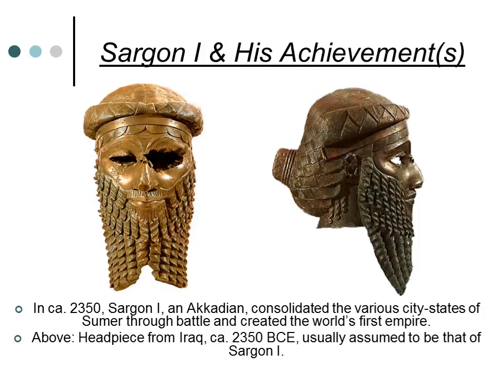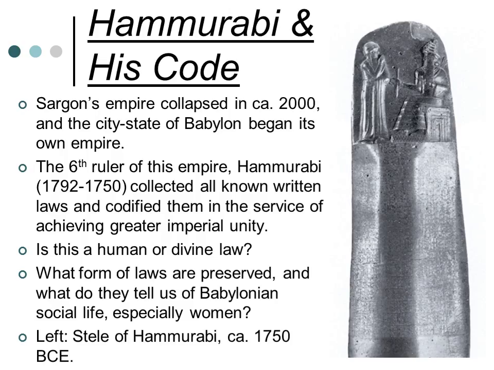Returning to the realm of history, some of the most important historical achievements that we know of from ancient Mesopotamian society take place in the mid-24th century. During this time, an Akkadian named Sargon I managed to consolidate the various city-states in existence in the area called Sumer and created the world's first empire. This new empire only lasted a few centuries before collapsing and giving way to the new city-state of Babylon.